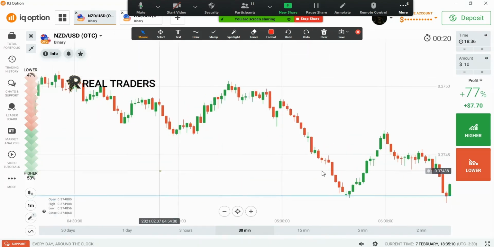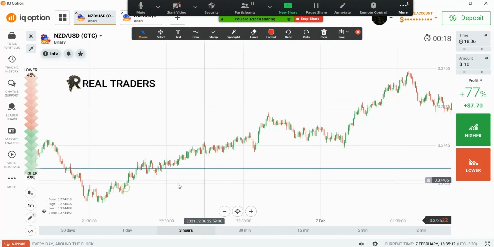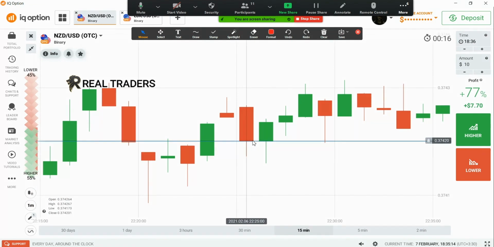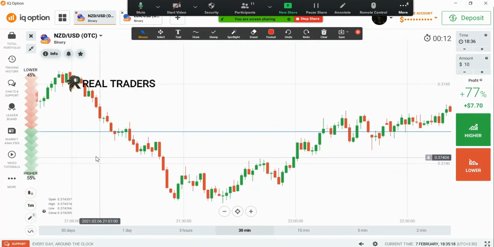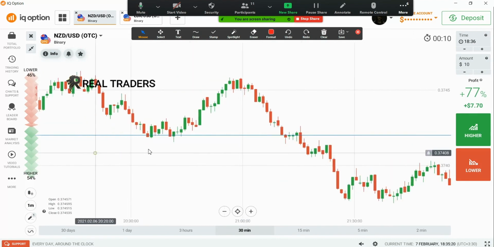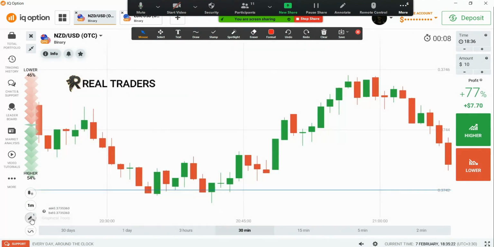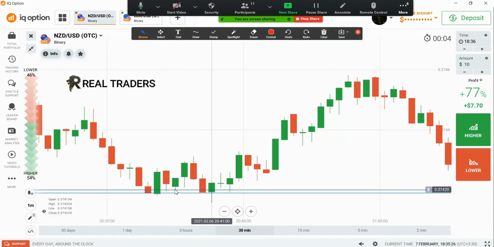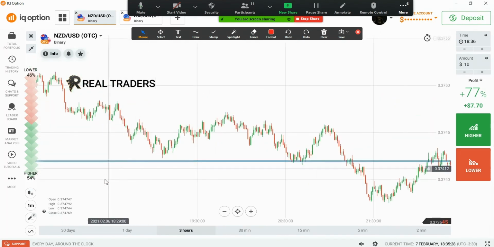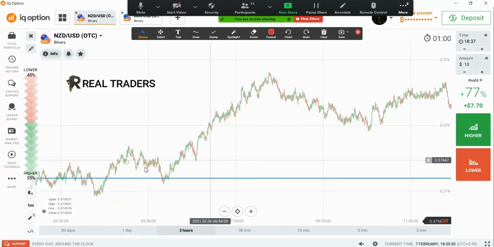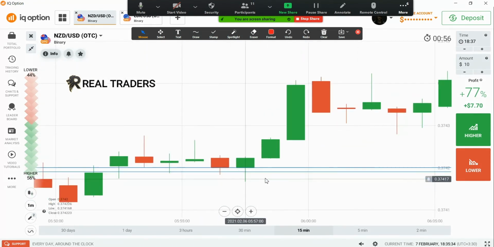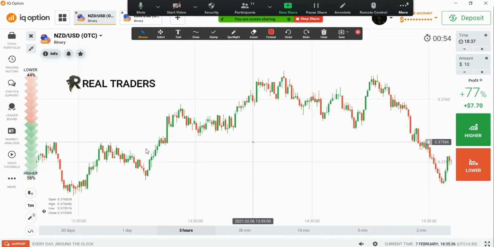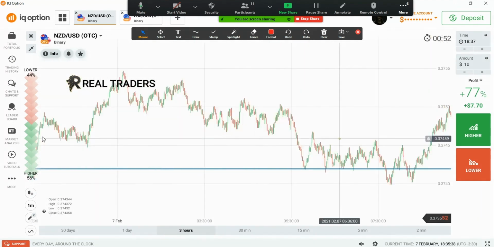Okay, so let's check in the past. Okay, here you can see. So when the market closes at the level, we can expect a reversal. Okay, let me draw the area. Okay, here you can see some reversals. Here you can see a reversal. Okay, so this is also a very strong level.